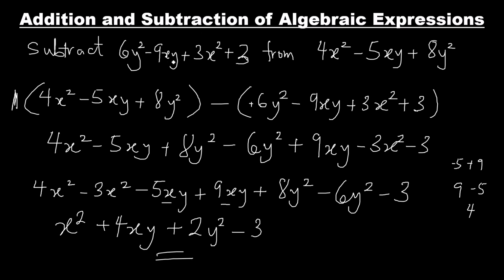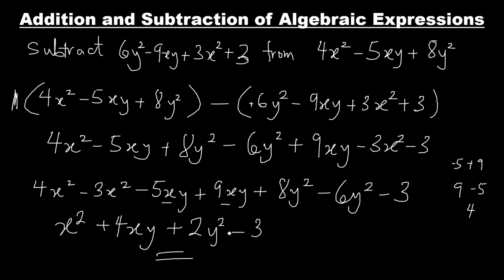We are supposed to subtract this from this, and we have landed here. That is x squared plus 4xy plus 2y squared minus 3. So that is it. Good. You see how interesting it is when it comes to addition and subtraction of algebraic expressions. And it is very, very simple. Our usual subtraction and addition that we've been doing.